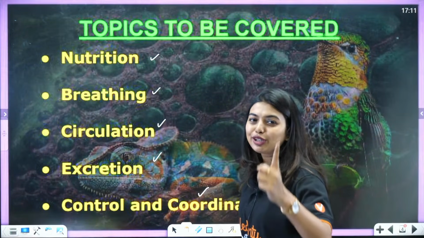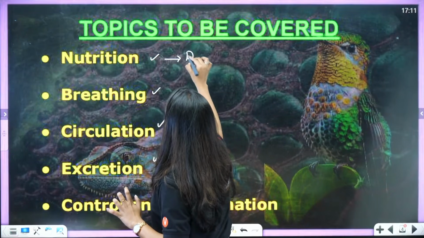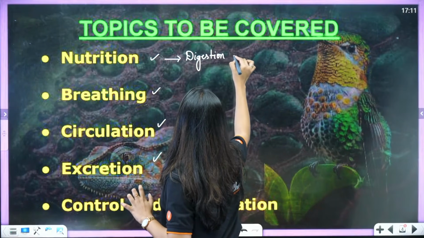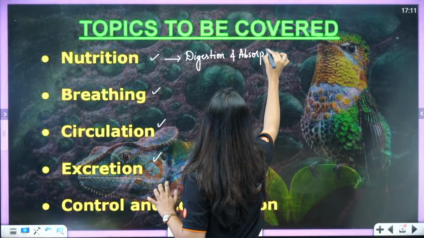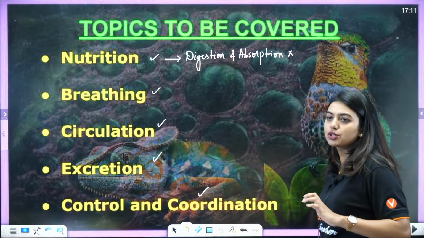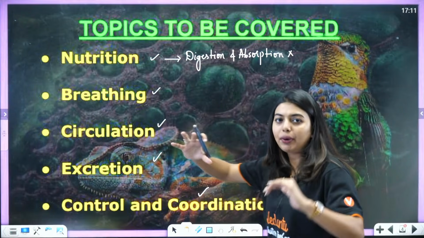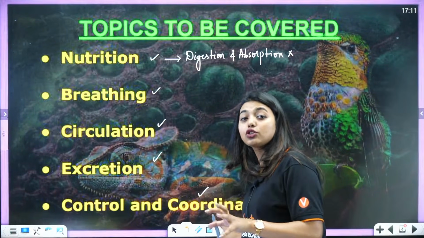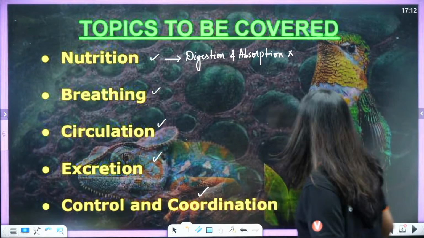Now, all of you tell me, do you have digestion and absorption? Is it necessary for us to study nutrition? Not really, because the digestion and absorption chapter is deleted from your 11th syllabus. It's not there at all. But breathing is there, every single process is there, circulation is there, excretion is there, control and coordination, you have the nervous system and chemical coordination. I hope all of you remember your chapters.